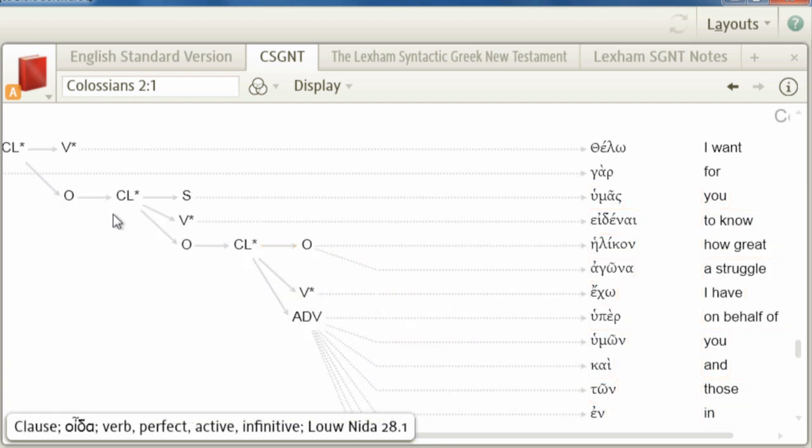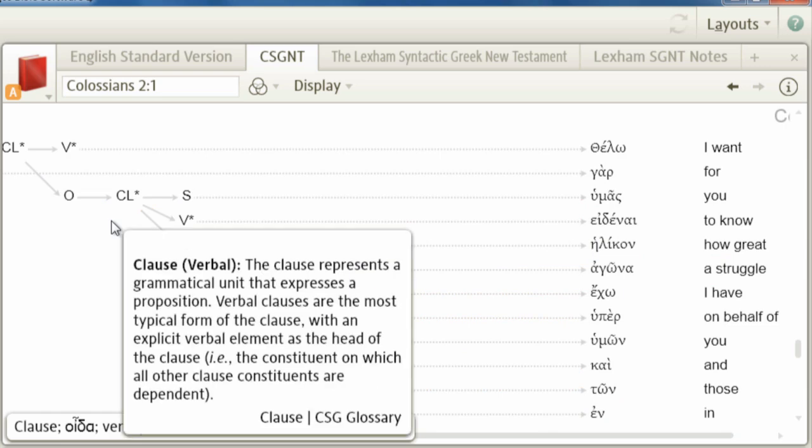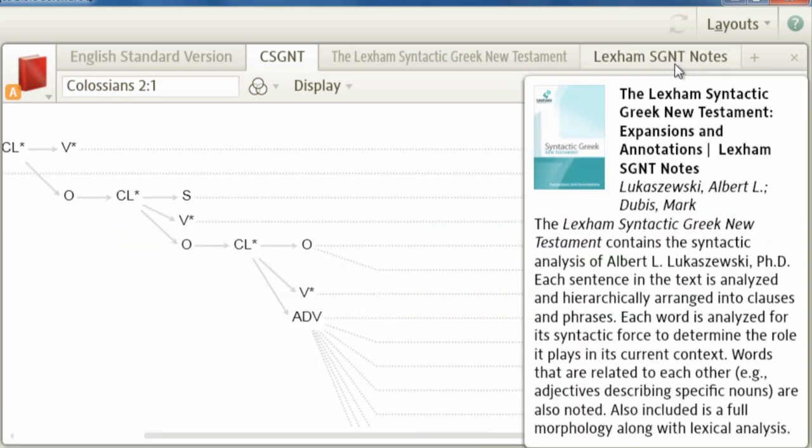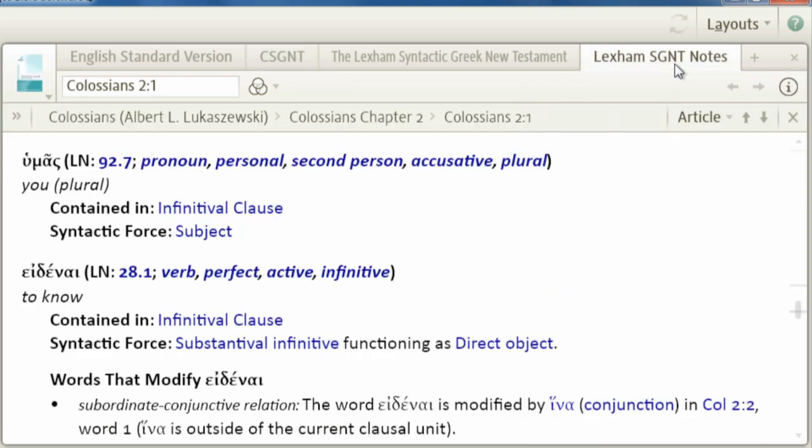And you can also find similar information as to the function of words in another resource called the Lexham Syntactic Greek New Testament, Expansions and Annotations. Or you can just type in SGNT notes into the command bar to open it. The reason why I'm showing you these examples is because as you use Greek tools in Logos, you may come across data that seems to contradict itself.